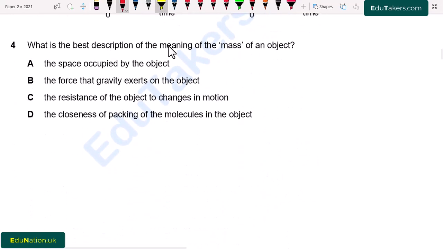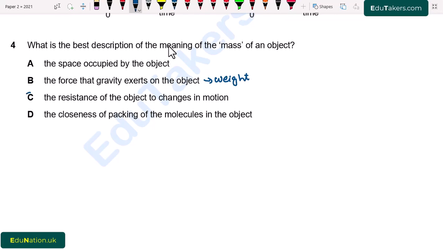Question number 4. What is the best description of the meaning of the mass of an object? A. The space occupied by the object. This is actually the matter. B. The force that gravity exerts on the object. This is weight, not the mass. C. The resistance of the object to change its motion.